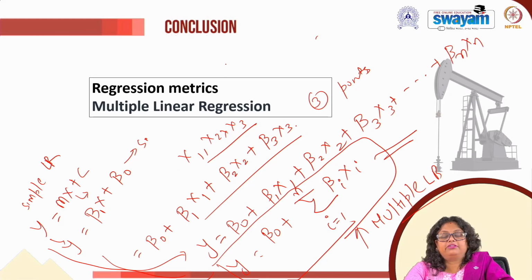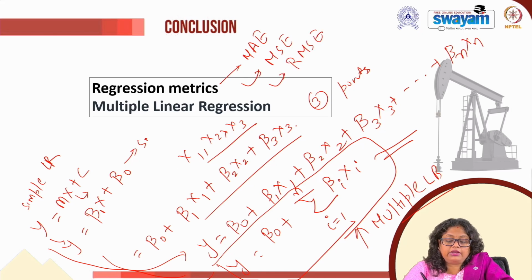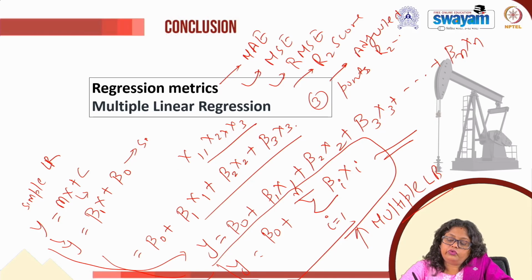In today's discussion, we discussed the mean absolute error, then mean square error, then root mean square error, and lastly two more: the R2 score and the adjusted R2 score. So we talked about 5 regression metrics. Then lastly we got an idea of multiple linear regression.